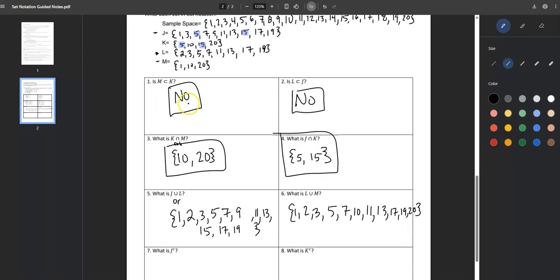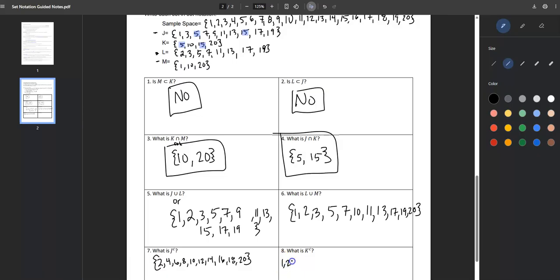Okay, and then these bottom ones are the complement. So this is what's not part of J, but that's part of my sample space. So what's not part of J? Well, J was the odd numbers, so this is just going to be all the even numbers up to 20. So 2, 4, 6, 8, 10, 12, 14, 16, 18, and 20. And then this one's what's not part of K. So K was 5, 10, 15, 20. So this one's going to be a big one.